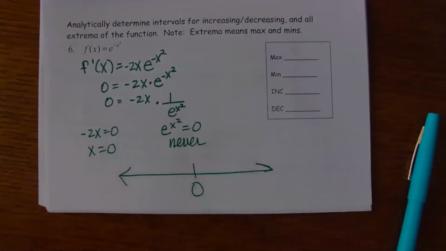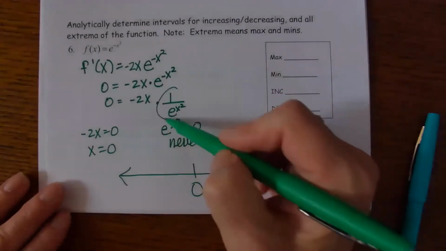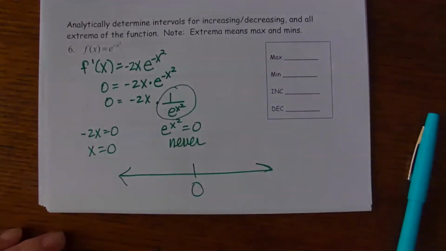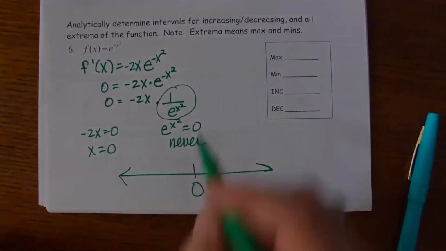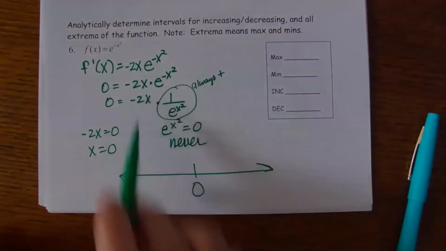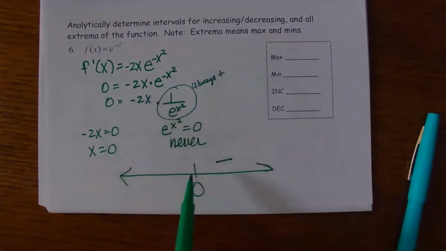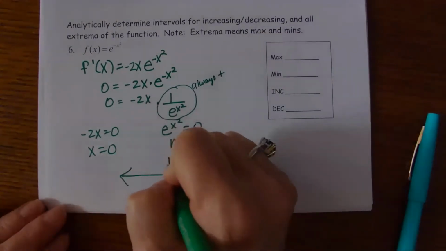Are the signs going to alternate? Yes, they are, because the e is not squared. So pick a number to plug in. How about 1? If you plug a 1 in here, you get negative. Tell me about this. Is that always going to be positive, 1 over e to the x squared? It's always positive, right? So I only have to look at this. And if I plug a positive number in here, negative times a positive is negative. If I plug a negative number in, like negative 1, a negative times a negative is positive.